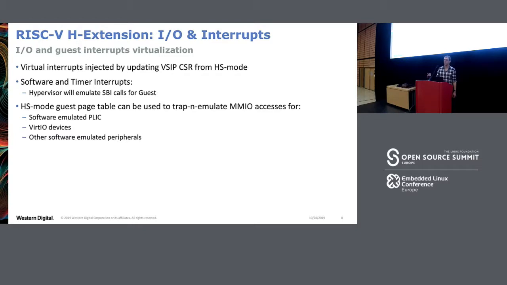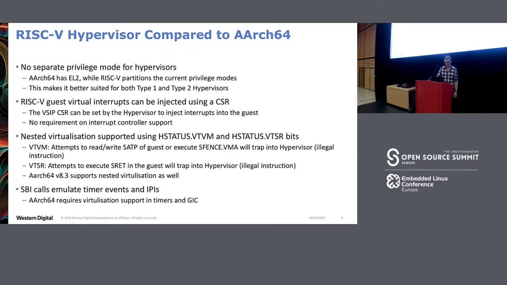The hypervisor is in charge of emulating SBI calls. SBI is kind of like the RISC-V equivalent of PSCI. It does lots of different things, but the hypervisor is in charge of handling that. And the hypervisor can also use the two-stage MMU to trap and emulate MMIO accesses. This allows you to tell the guest there's a UART when there's not really anything there. And when they access it, you trap into the hypervisor. The hypervisor sees what's going on and pretends to be a UART or something.